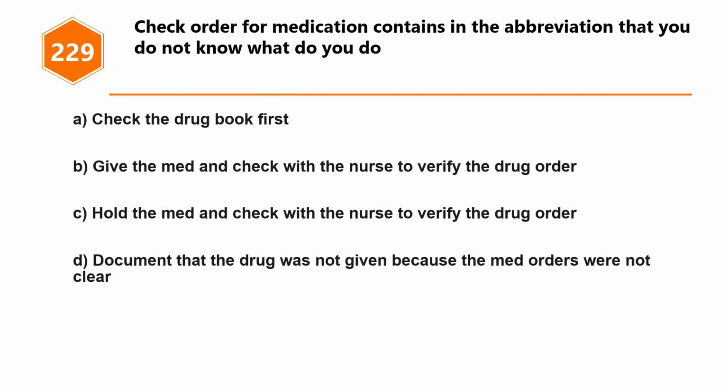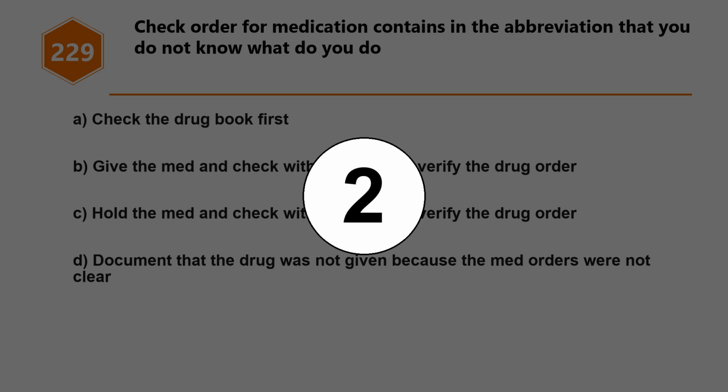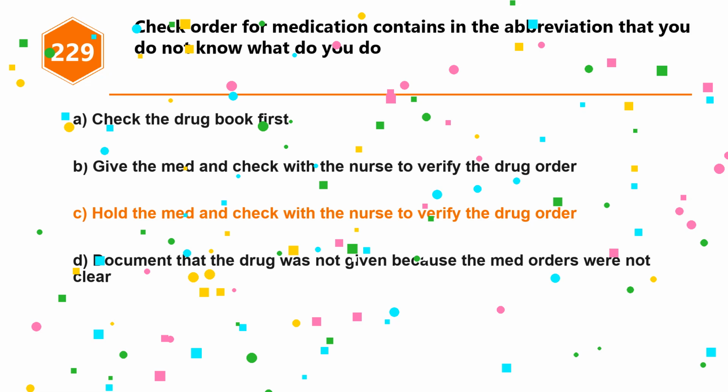Question 229. Check order for medication contains an abbreviation that you do not know. What do you do? Option A, check the drug book first. Option B, give the med and check with the nurse to verify the drug order. Option C, hold the med and check with the nurse to verify the drug order. Option D, document that the drug was not given because the med orders were not clear. The correct answer is option C, hold the med and check with the nurse to verify the drug order.